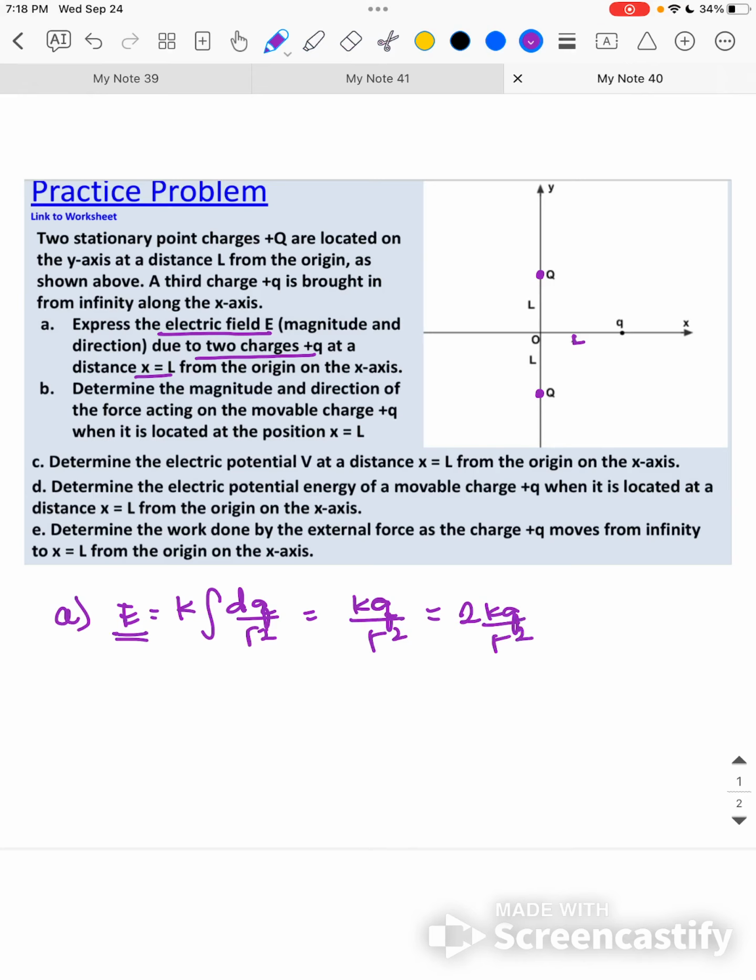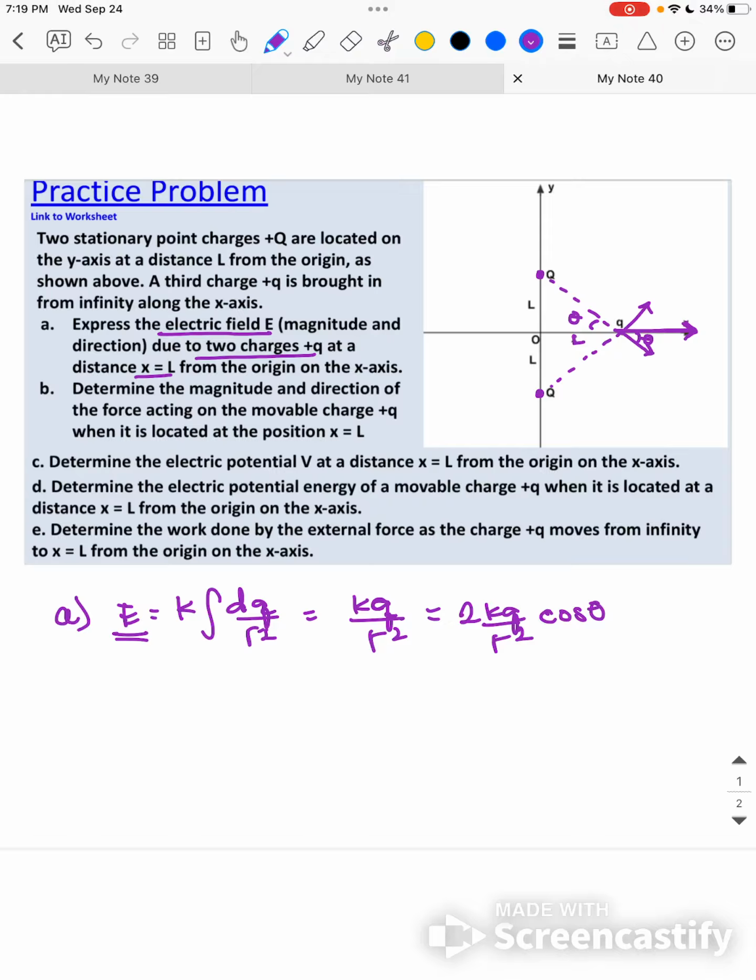But remember, with electric field, direction does matter. So before we get into this, you always start by drawing out the electric field. So it goes out of the positive in this direction and out of the positive in this direction. If I were to think of this as theta, which translates to that right there, the x component, which is the net electric field here, because the y components cancel, is cosine of theta.